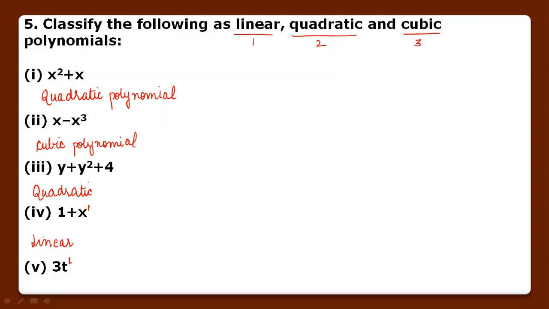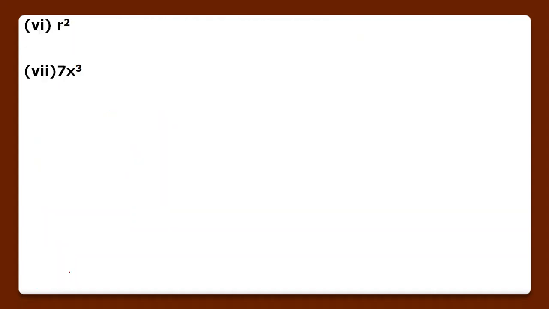3t. Again the degree of t, the power of t, is 1. So it is a linear polynomial. Then comes r square. Here the degree is 2, which means it is a quadratic polynomial. And last, x raised to the power 3. Degree is 3, implies it is a cubic polynomial. So this is all about this exercise. If you have any doubt in any of the questions, you can ask your queries in the comment section.